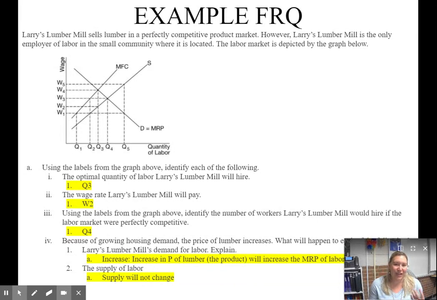When you're doing FRQs for me, I'm going to push you to really boil down your answers, your ideas and your thoughts, into really basic sentences and really basic understanding, especially for those of you that are planning on taking the AP test.